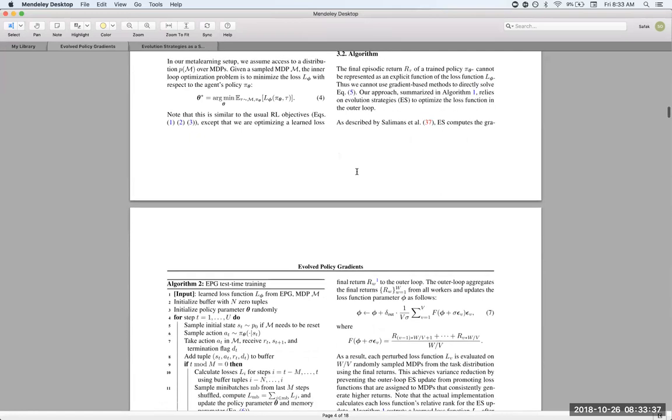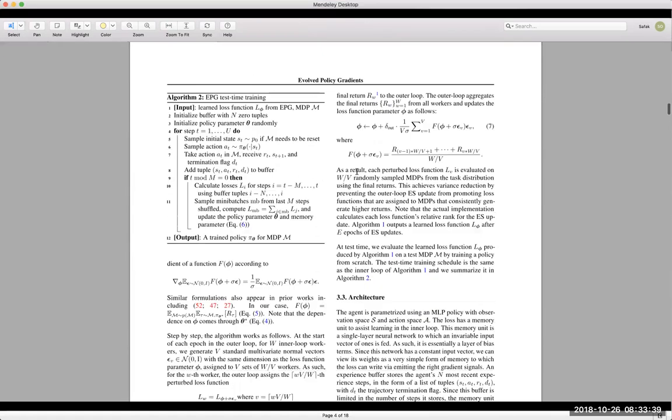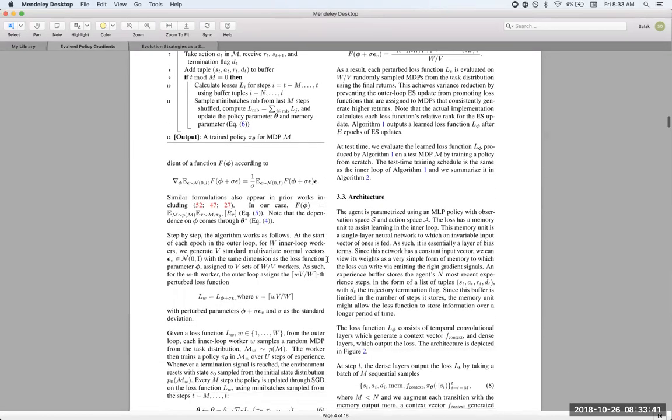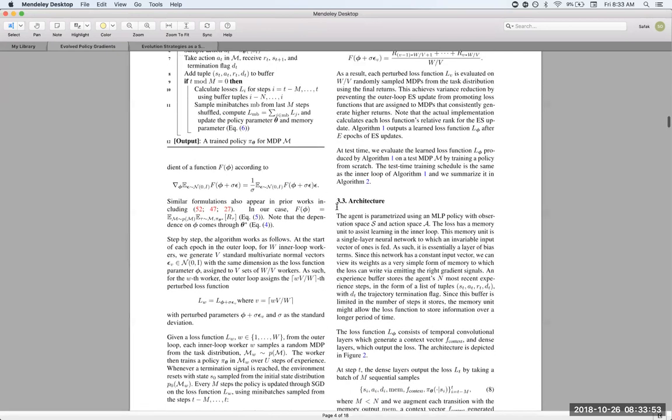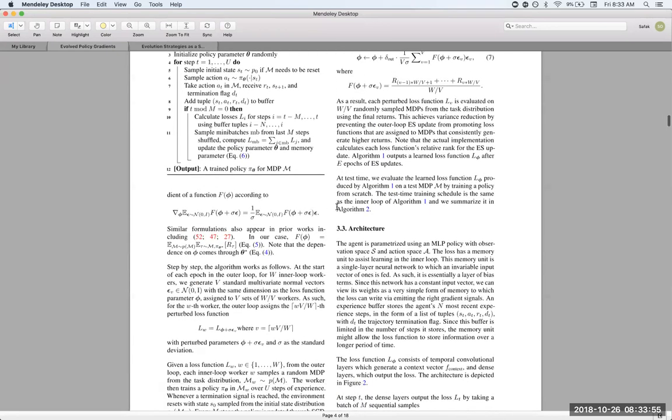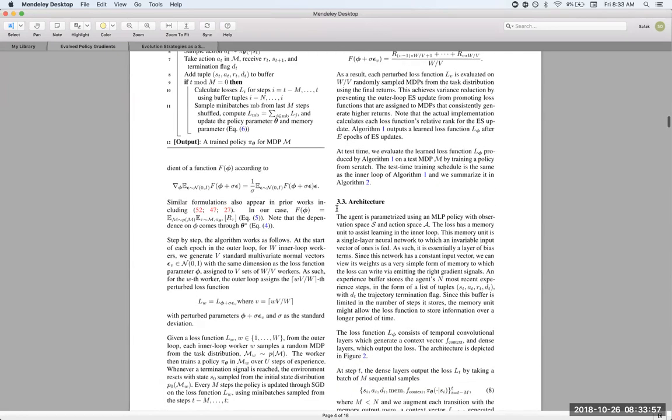And the next section describes the details of the algorithm and the architecture of the loss function.